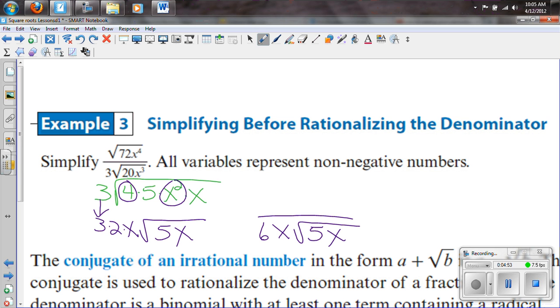In my numerator, I have 72, which, if you break 72 down, is 9 times 8.